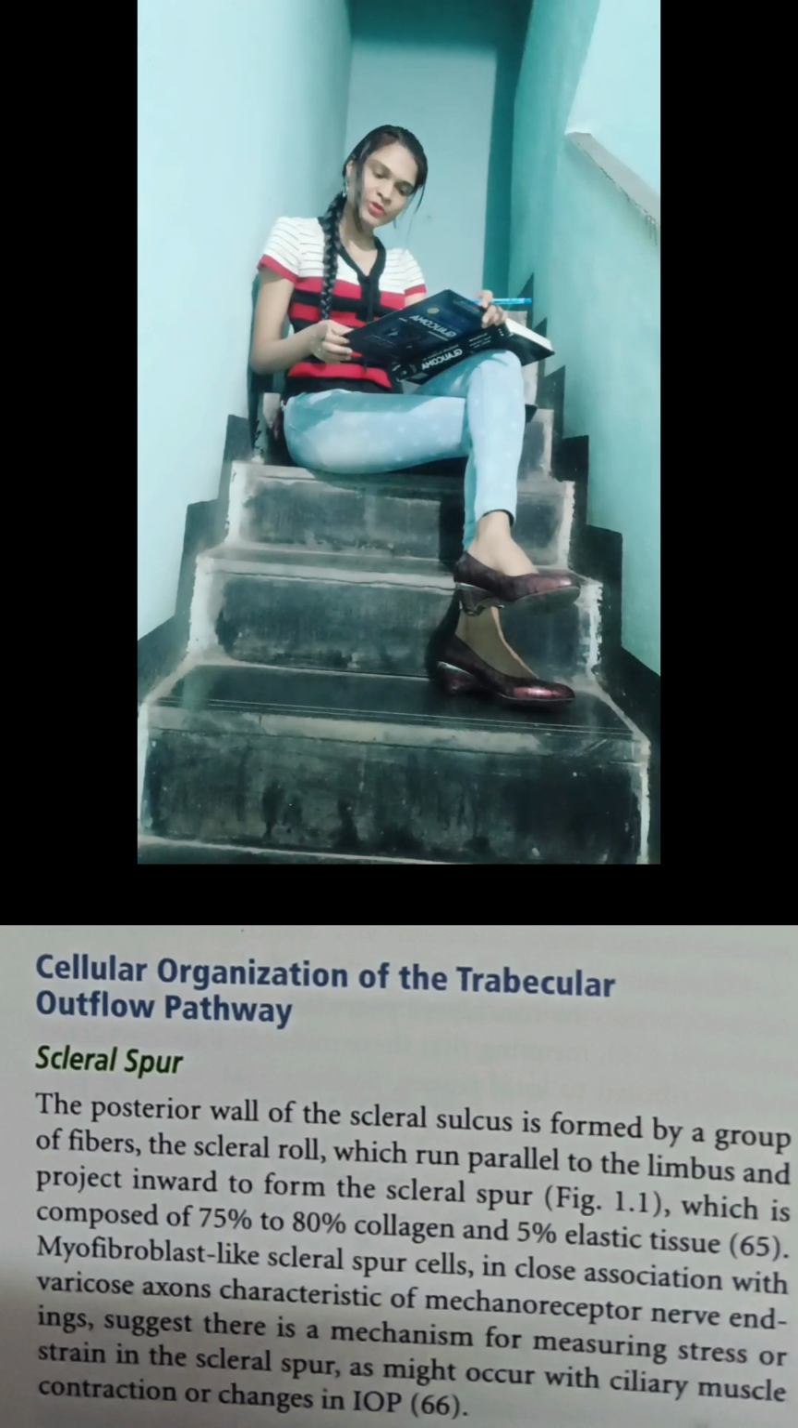Myofibroblast-like scleral spur cells, in close association with varicose axons characteristic of mechanoreceptor nerve endings, suggest there is a mechanism for measuring stress or strain in the scleral spur, as might occur with ciliary muscle contraction or changes in IOP.